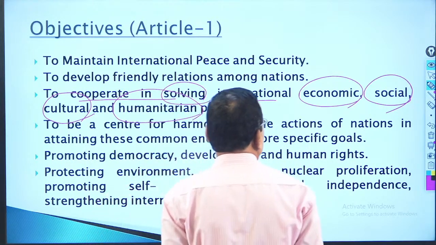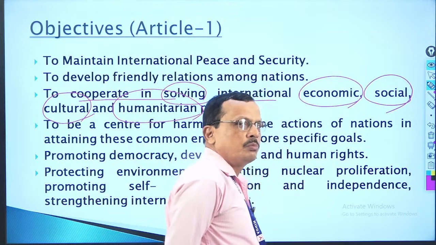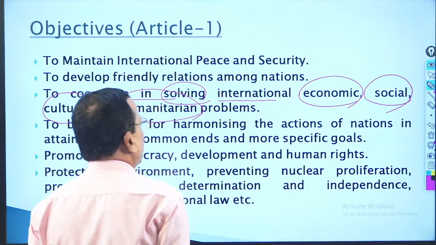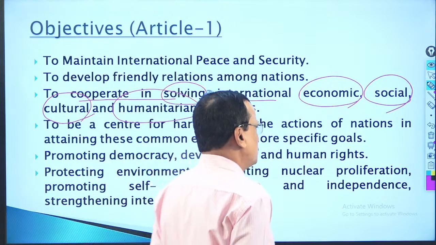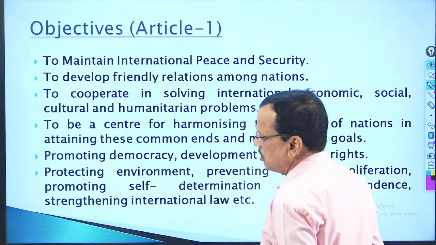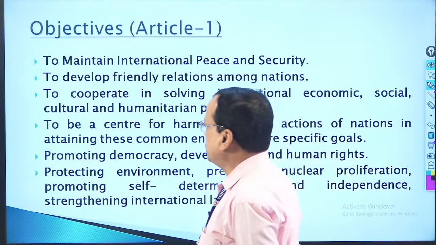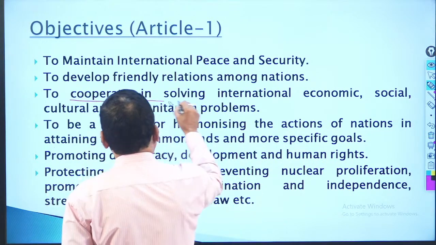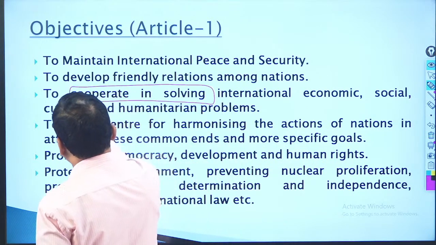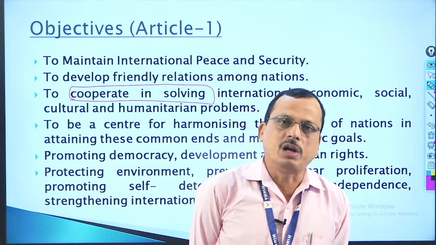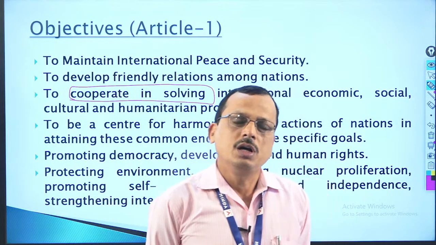Economic problems in trade and commerce, social problems, ethnic issues, cultural issues and humanitarian problems. All these problems will surface in the global scenario, and the objective is to develop cooperation in solving these problems rather than aggravating them, because aggravating the problem may lead to another world war.